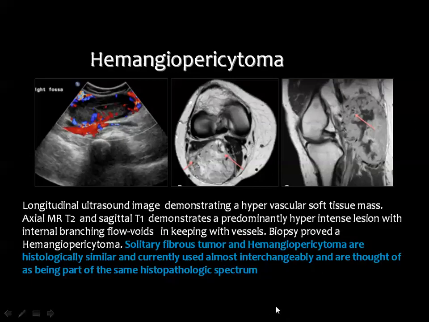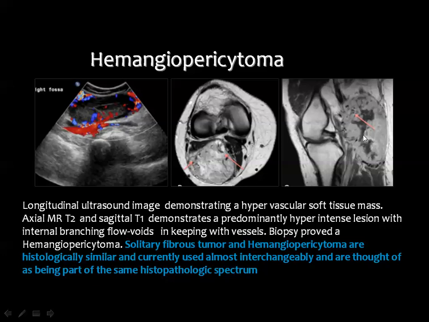Then here you can read the solitary fibrous tumor and hemangiopericytoma are histologically similar and currently used almost interchangeably and are thought of as a benign part of the same histopathologic spectrum. Then you also remember this for the brain. And now the classification of brain tumors include solitary fibrous tumor and hemangiopericytoma as a single entity, and they differentiate according to the imaging modalities if the tumor is low grade or high grade and so on.